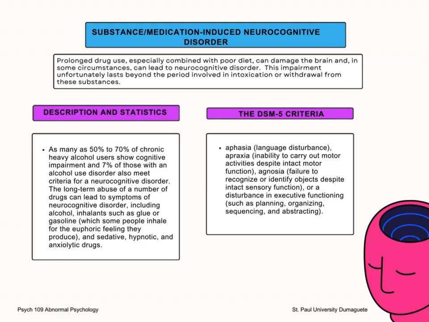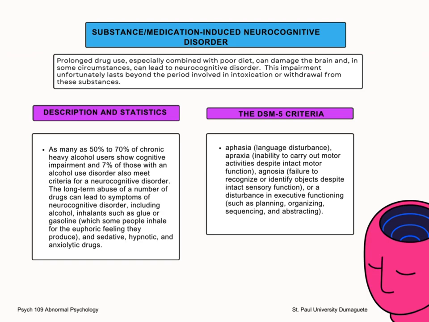We have the substance or medication induced neurocognitive disorder. Prolonged drug use, especially combined with poor diet, can damage the brain and in some circumstances can lead to neurocognitive disorder. This impairment unfortunately lasts beyond the period involved in intoxication or withdrawal from these substances. As for description and statistics, as many as 50% to 70% of chronic heavy alcohol users show cognitive impairment, and 7% of those with an alcohol use disorder also meet criteria for a neurocognitive disorder.